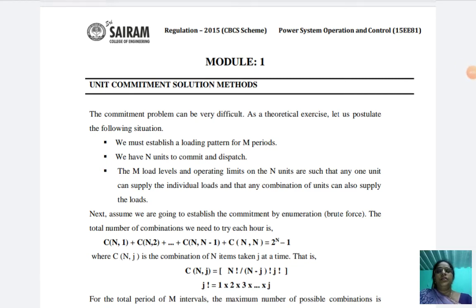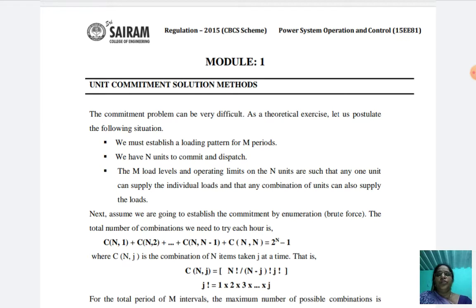Dear student, now I give a lecture on unit commitment solution methods. The unit commitment problem can be very difficult because we must establish a loading pattern for M periods. We have N units to commit and dispatch, with M load levels and operating limits on the N units.